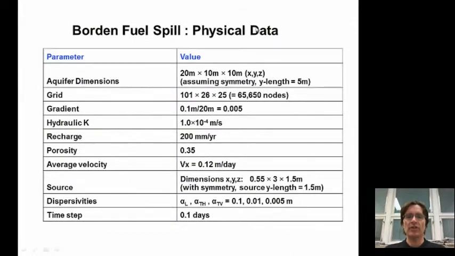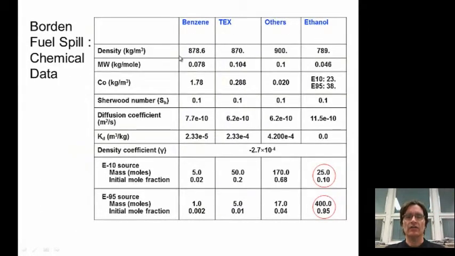So just a quick review of the properties that we need for our model. I won't go through them all. Hydraulic conductivity typical of Borden, porosity, velocities, dispersivities, again very important for reactive transport, and a time step based on the Courant criteria. Our geochemical properties: solubilities, diffusion coefficients, sorption parameters we need to define for each of our components, benzene, TEX, all the other components, as well as ethanol. For the source zone, we need to define the masses and hence the mole fractions of each component. So again, we'll be comparing these two sources, just different concentrations of ethanol.